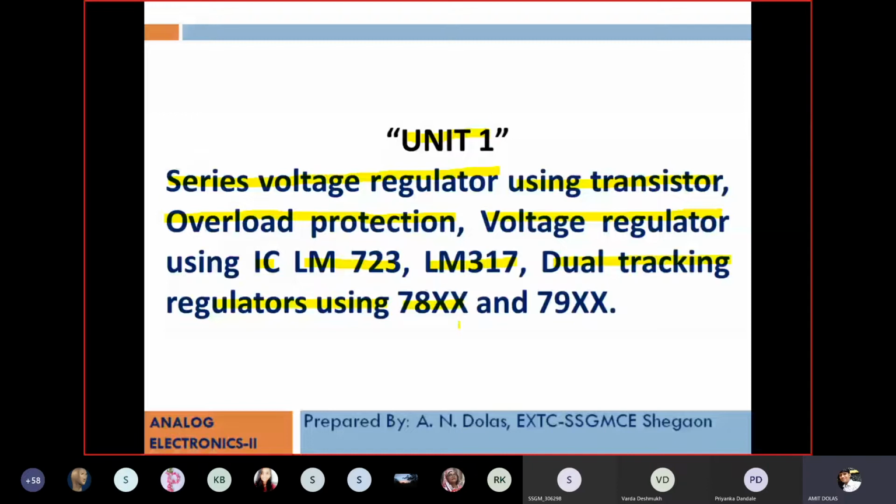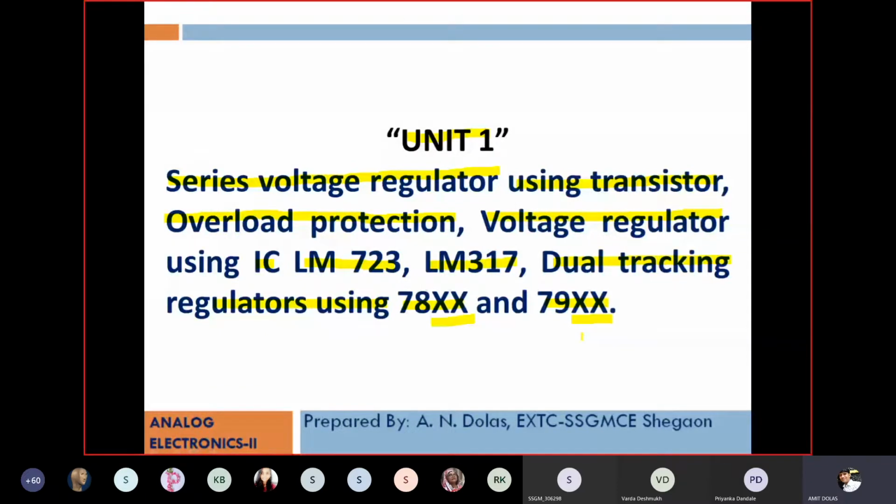XX will be replaced by a number. Like 7805 is nothing but a 5 volt positive regulator, and 7905 means a 5 volt negative regulator. If it is 7812, then it will be a 12 volt positive regulator. If it is 7912, then it will be a negative 12 volt regulator.